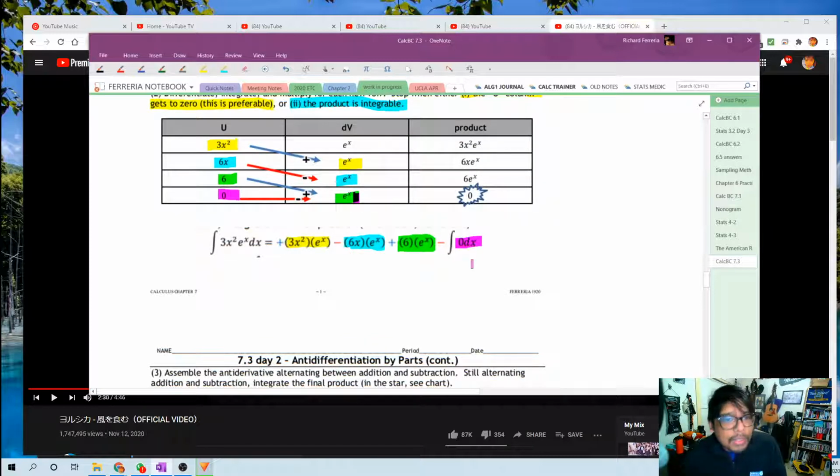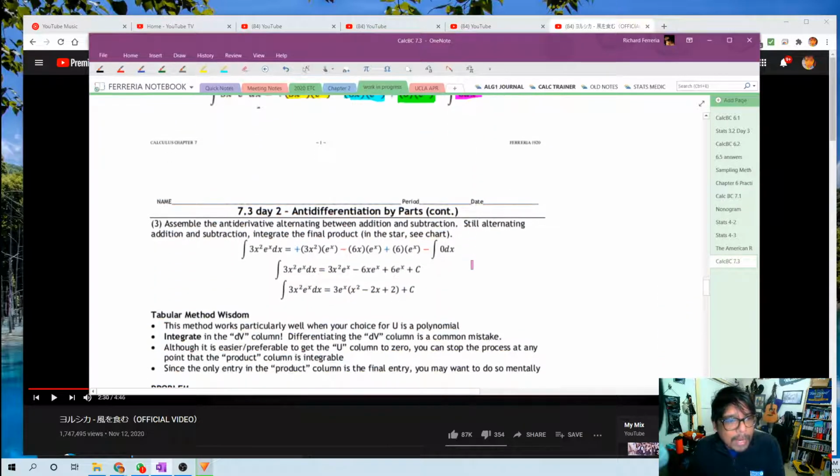Okay. So that's how I know to stop. The antiderivative of 0, of course, is 0. Moving back down over here, that's the antiderivative, really: 3x squared e to the x minus 6x e to the x plus 6 e to the x plus that constant from the antiderivative of 0.